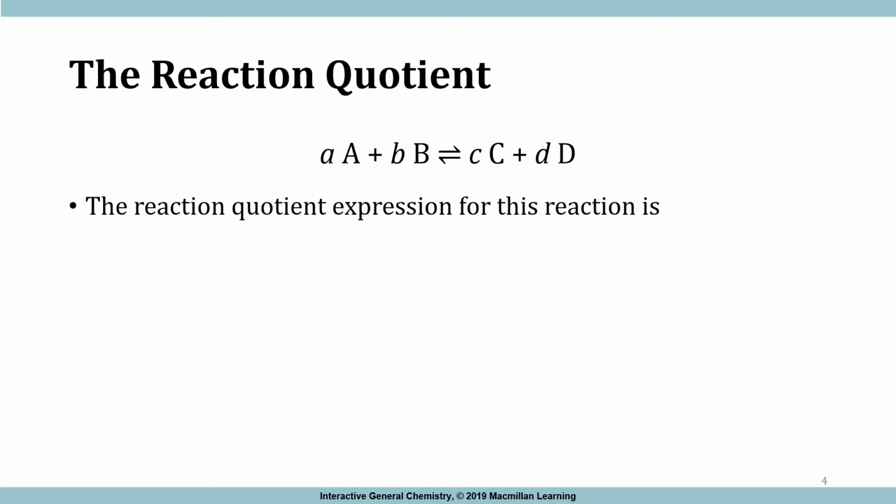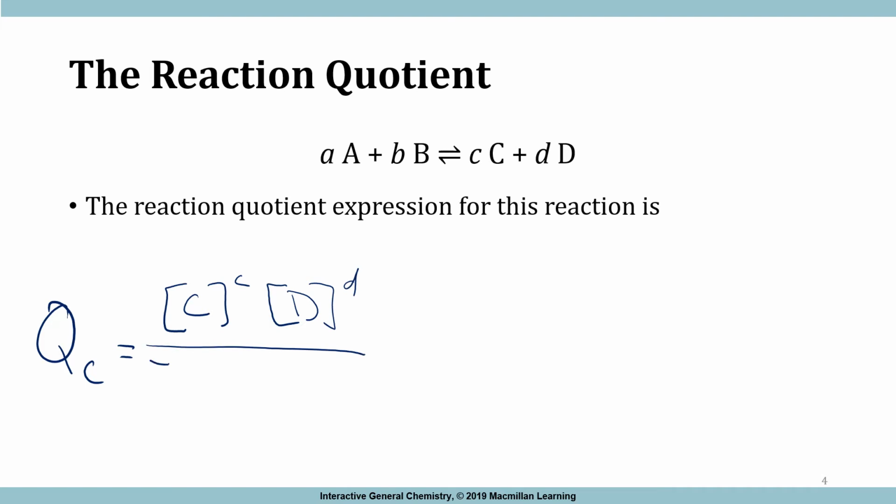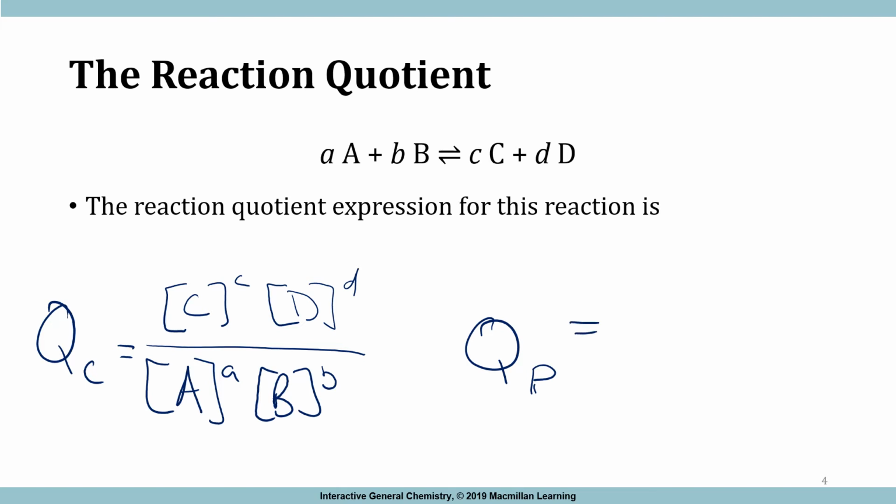So here's the example we saw previously when we were setting up our equilibrium constants. Here's just a generic equation or reaction. The reaction quotient expressed for this reaction for concentration is the exact same way we would set up the equilibrium constant. So it would be the concentration of your products divided by the concentration of your reactants. And if you were dealing with pressures, it would be the exact same method.